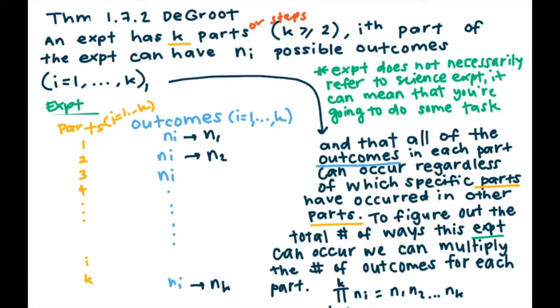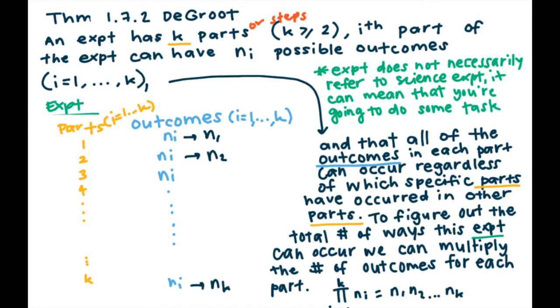Okay, so now we're going to look at theorem 1.7.2. An experiment has k parts, or steps, where k is greater than or equal to 2, and the ith part of the experiment can have ni possible outcomes, where i equals 1, 2, 3, all the way to k. Okay, so that's just the first part of the theorem.